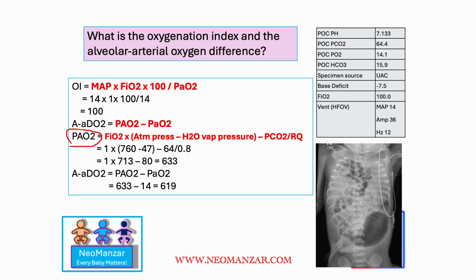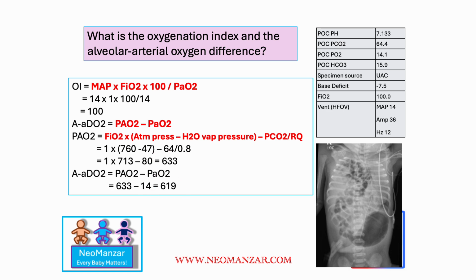Remember, if you are at a higher altitude, your atmospheric pressure will be different, but we are just calculating it assuming that this patient is at sea level. So this 760 will change depending upon where you are. In this case, finally we subtract the CO2. We usually divide the CO2 by the respiratory quotient, which we assume to be 0.8. Then you saw that we got the alveolar PaO2 of 633, and once you get that, it's very easy. You already know the PaO2, you subtract that, and you get 619.